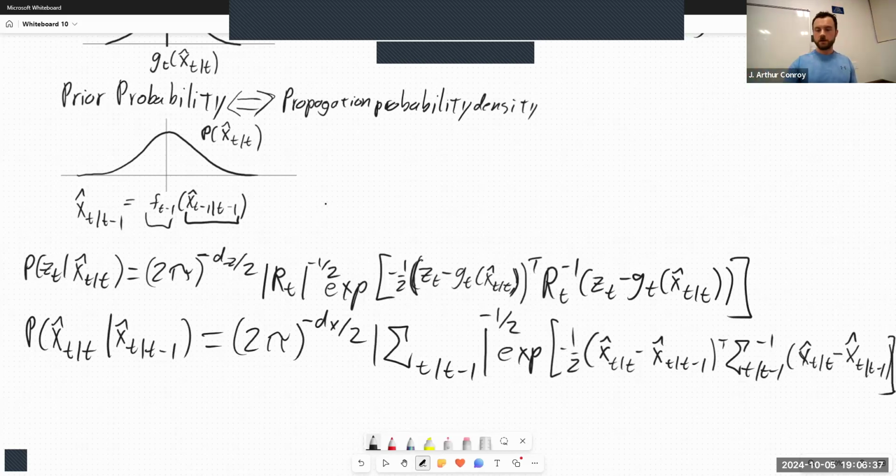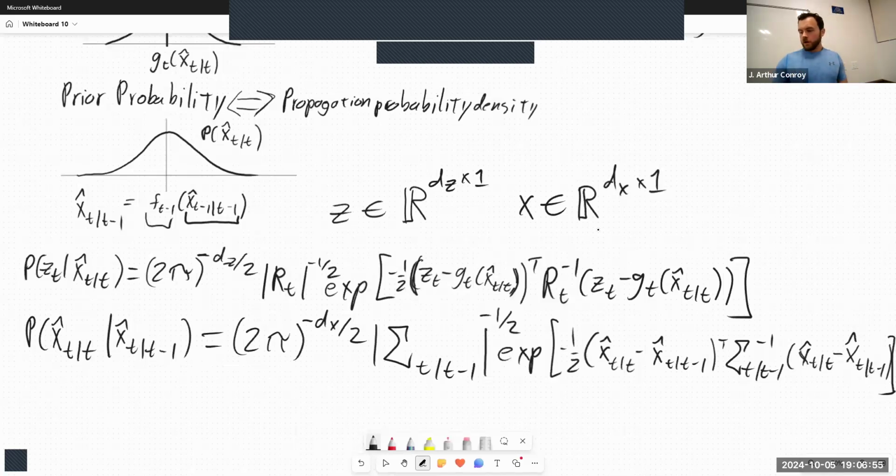All right, so here z is some vector. We'll keep it real for now, with dimension d_z. And the state is going to be some vector of dimension d_x. So we're doing column vectors here. All right, cool.